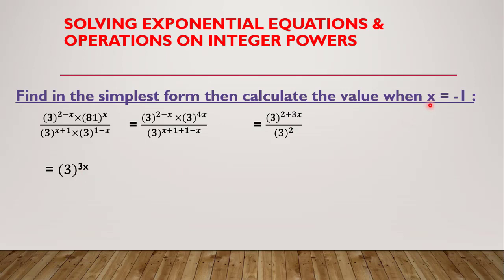Now I want to put x equals negative 1. So it will be 3 power negative 3. 3 power negative 3 means 1 over 3 power 3. Get the reciprocal and the power will be positive. So 1 over 3 power 3, which is 1 over 27.